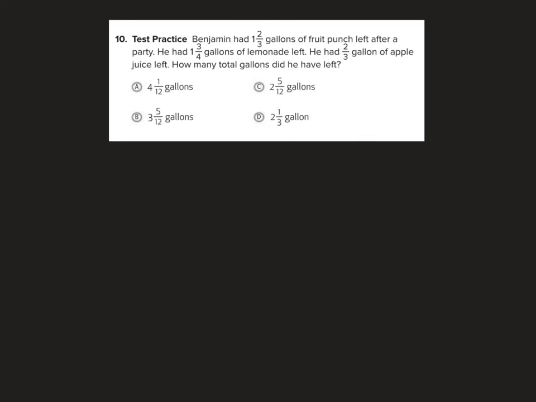Last question here is a test practice. Benjamin had 1 2/3 gallons of fruit punch left after a party. He had 1 3/4 gallons of lemonade left and 2/3 gallon of apple juice left. How many total gallons did he have left? So I have to take 1 2/3. I'm going to add it to the 2/3 since it has a common denominator. So I'm going to get 1 4/3.